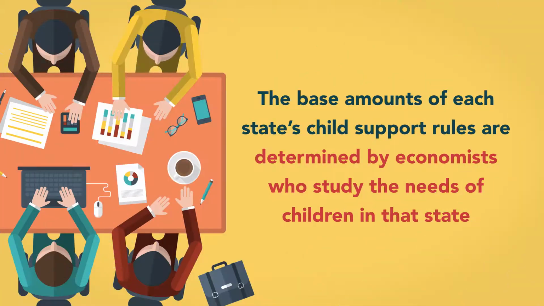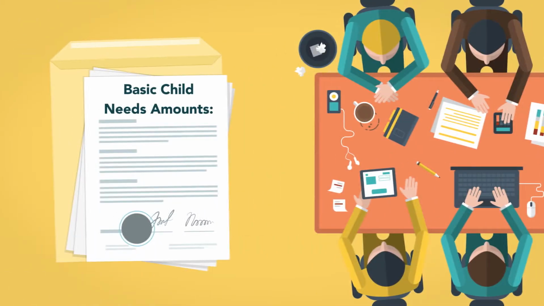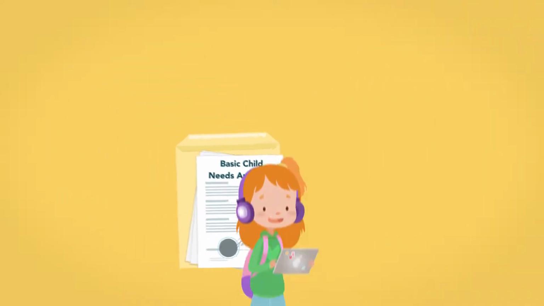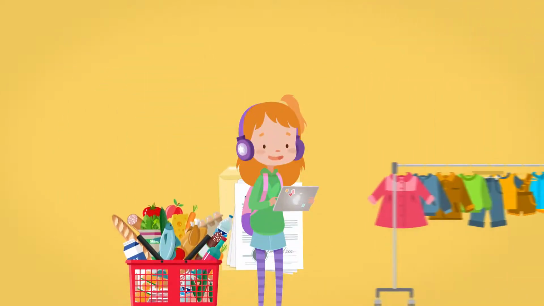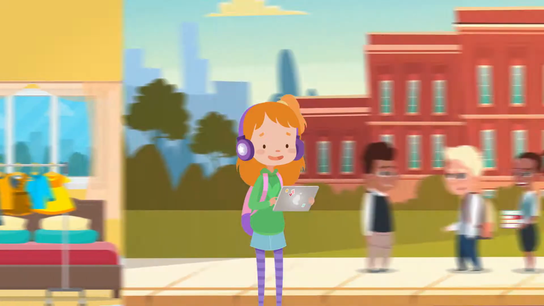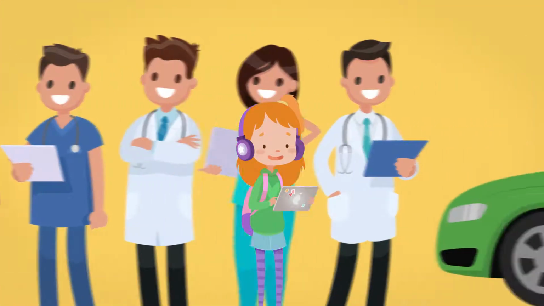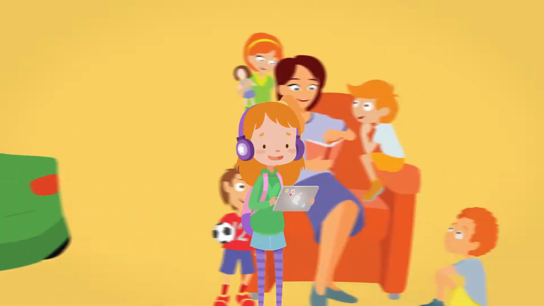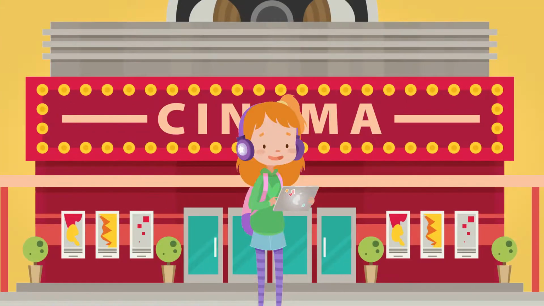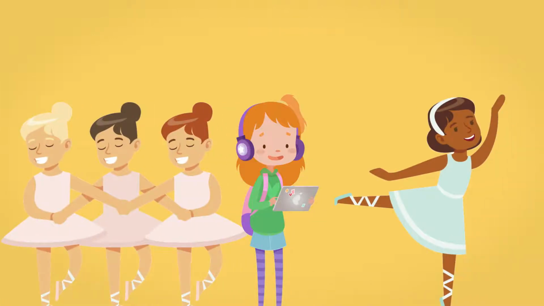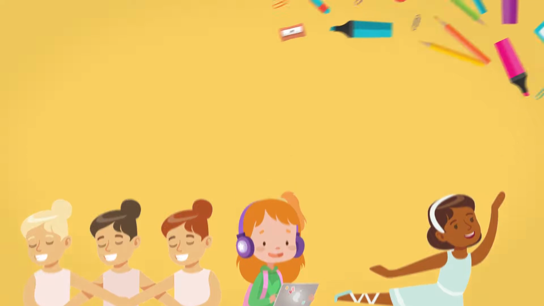The base amounts of each state's child support rules are determined by economists who study the needs of children in that state and then come up with figures that provide basic needs for children. These needs include basic necessities like food, clothing and shelter, educational needs, medical, dental, and vision care, transportation, child care, entertainment needs, and extracurricular activities. Let's expand on a couple of these categories.